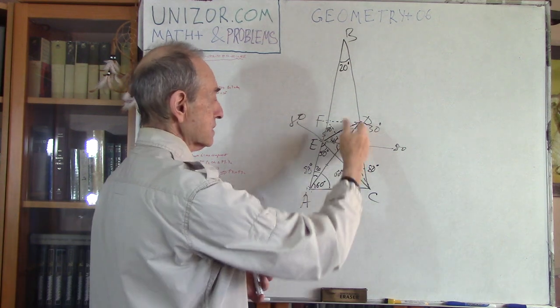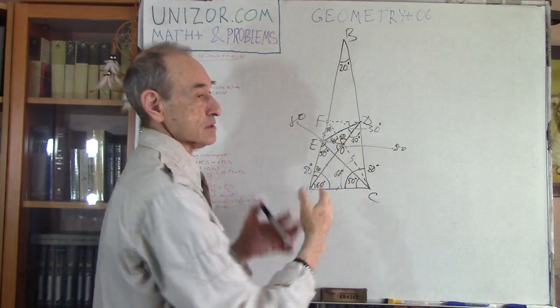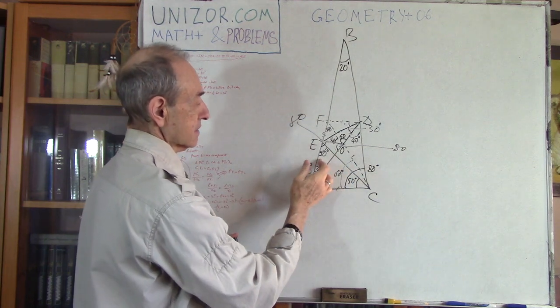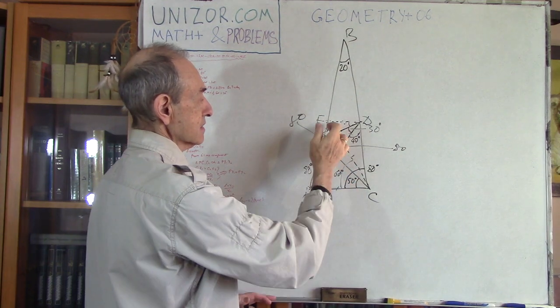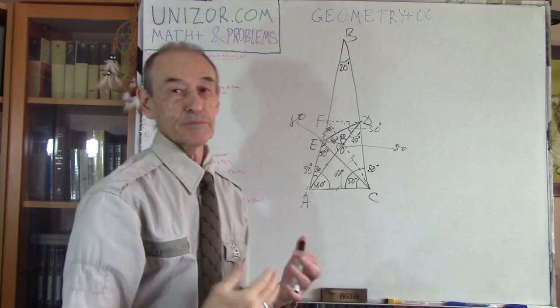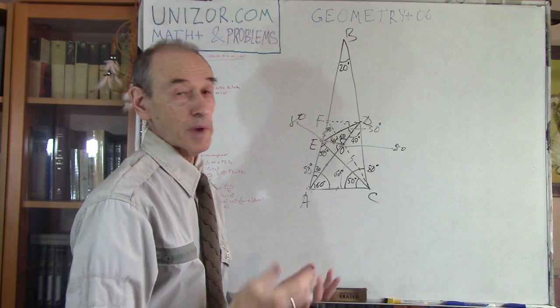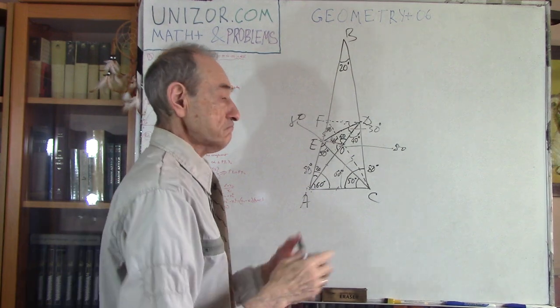And basically, I put all the angles, whatever I could, and then, again, all of a sudden, I had this 50 and this 50, and then this 40 and this 40. So these are kind of steps which I took by proving this type of a thing.